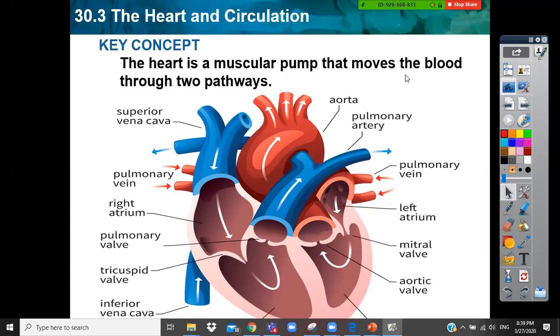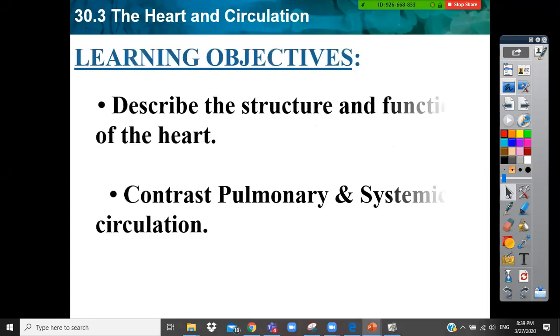Our main key concept of the lesson is to know that the heart is a muscular pump that moves the blood through two pathways. Okay, don't panic from all the details in front of you. Trust me, it will be very clear by the end of this session, inshallah. Now, by the end of the lesson, I believe that you will be able to describe the structure and function of the heart and to contrast pulmonary and systemic circulation.